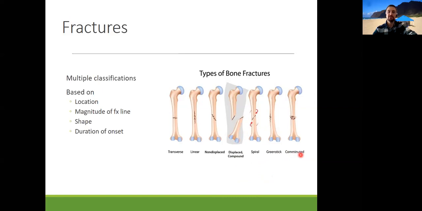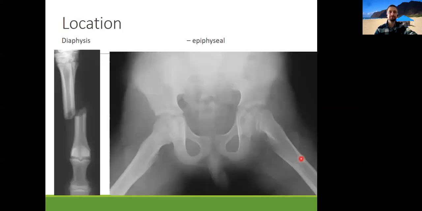And then comminuted, I always add an extra I, comminuted. That's one that always gets me. So this one is usually a compression fracture where we get a lot of little pieces, so 2 or more broken up little pieces, which makes the surgery to heal it a little bit more complex.